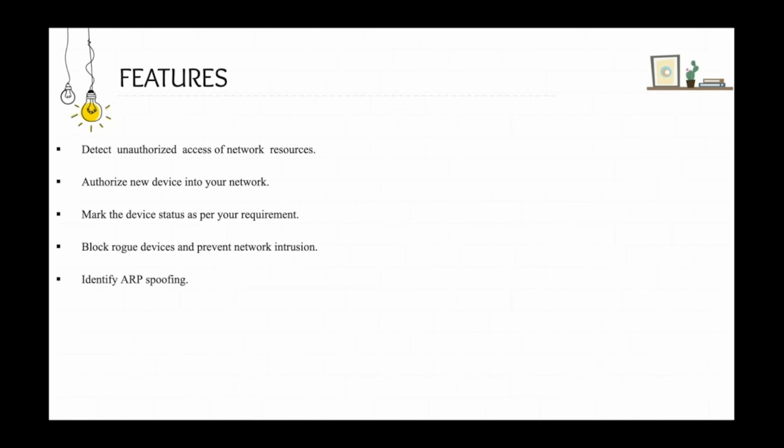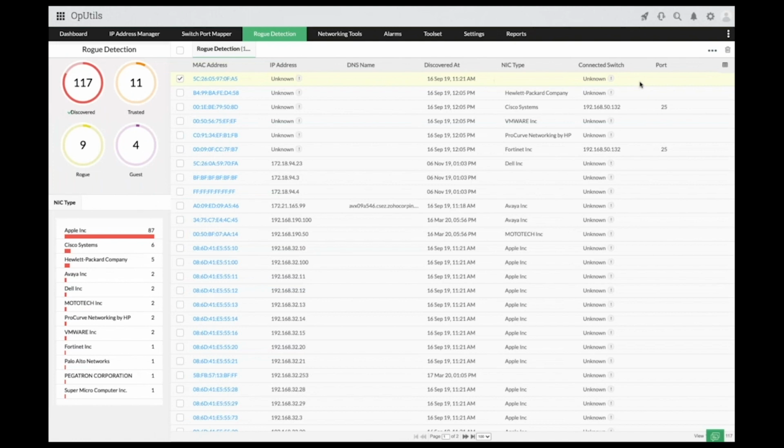Just like I said, it helps you to identify the ARP spoofing happening in your network. And last but not the least, in order to add the trusted devices. So I just talked about how to get your trusted devices. That can be done through multiple options.